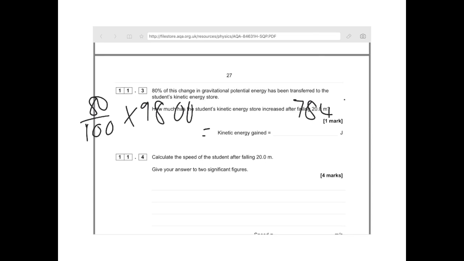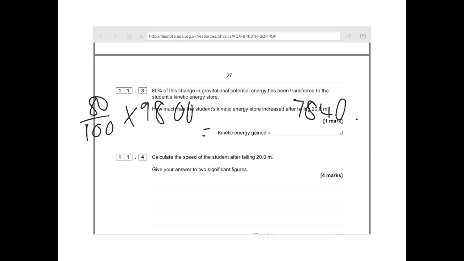80% of this change in gravitational potential energy has been transferred to the student's kinetic energy store. How much has the student's kinetic energy store increased after falling 20 meters? So you do that by calculating 80% of the number you've just worked out. So you do 80 over 100 times, let's just look back up, that's 9,800. So when you pop that into your calculator, you'll get an answer which is 7,840 joules.